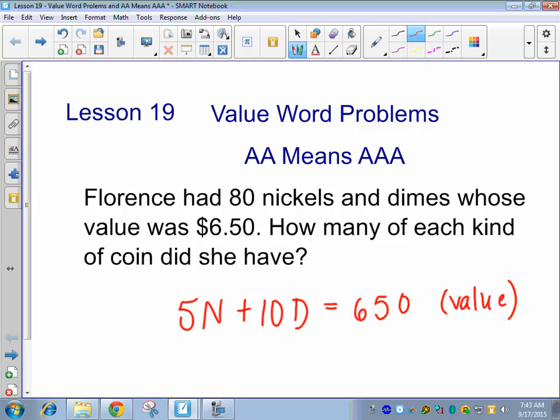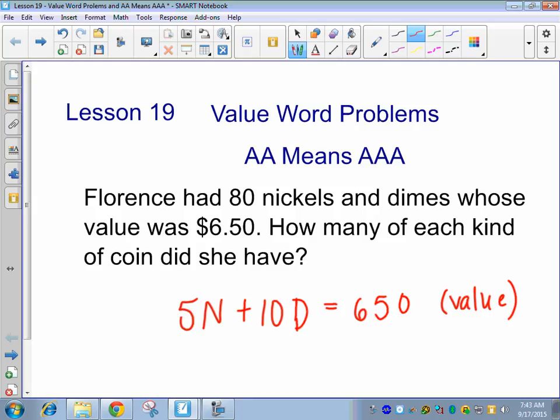So the nickels are worth 5, the dimes are worth 10, and how come we use 650 instead of 6.50? Because we used 5 and 10, right? If I use 6.50, what do I have to use for 5? 0.05 and 0.10. So this is easier to use all whole numbers, right? So make it all out of pennies, okay? All right, and the second one's just the total number of coins.